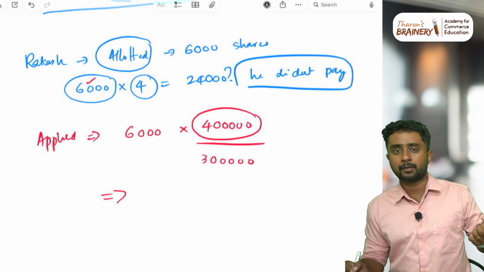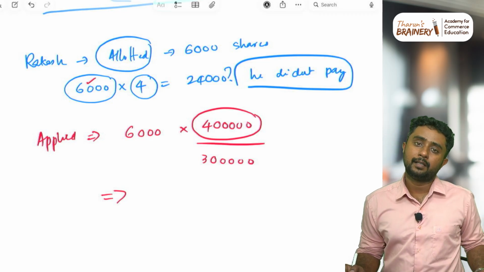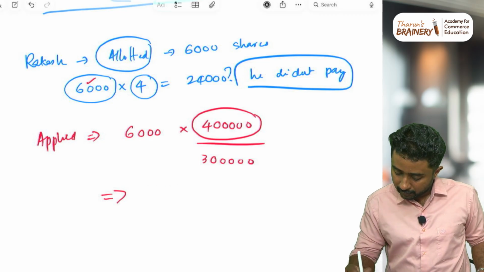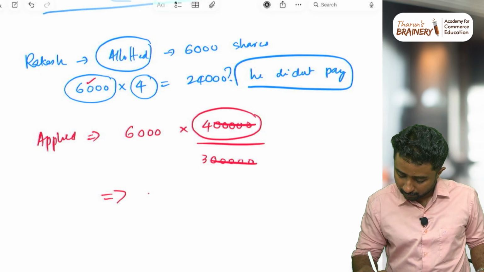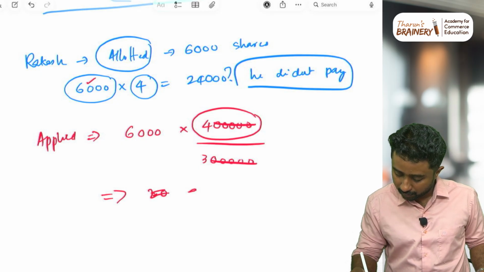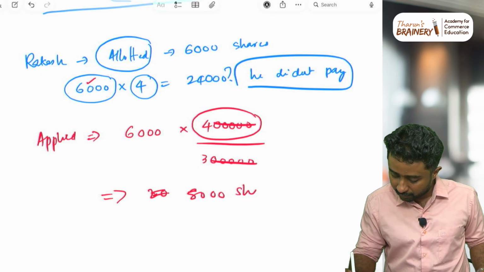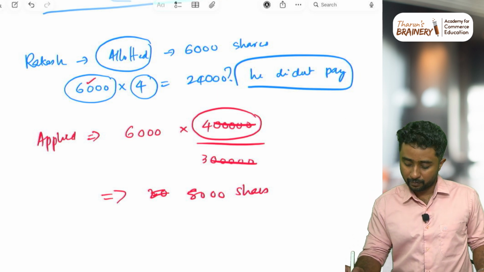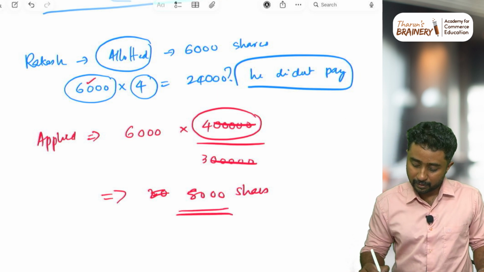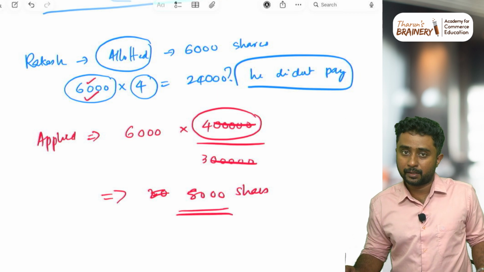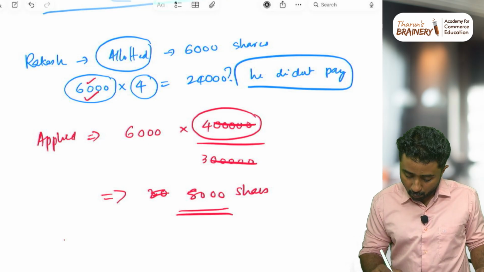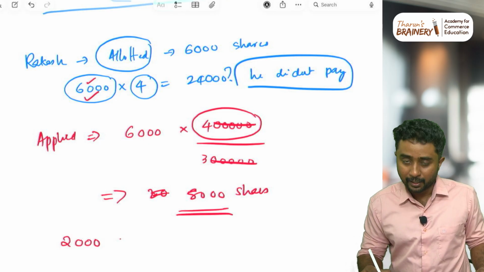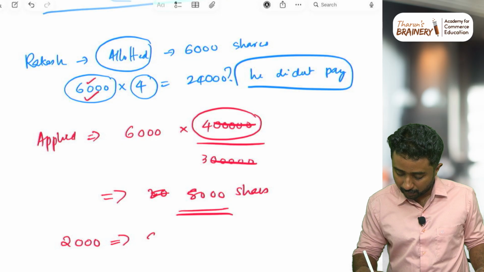3 lakh will come on top, 4 lakh will come at the denominator. So you will be getting 2000 into 4, that means he has applied for 8000 shares. That means he got 6000 shares, he applied for 8000 shares. How many shares extra money has he paid? 2000 shares extra money he has paid.